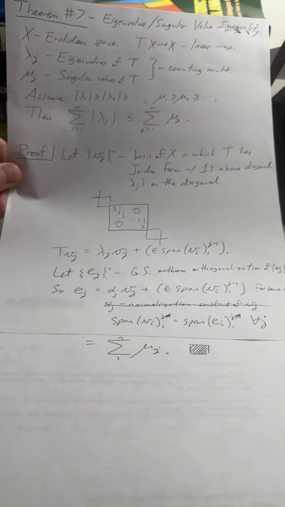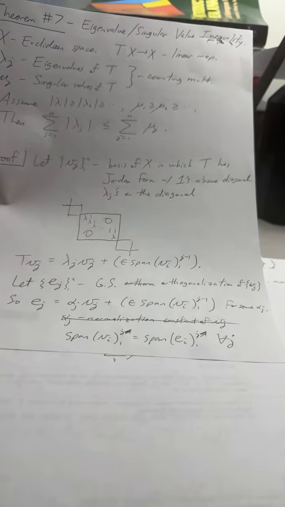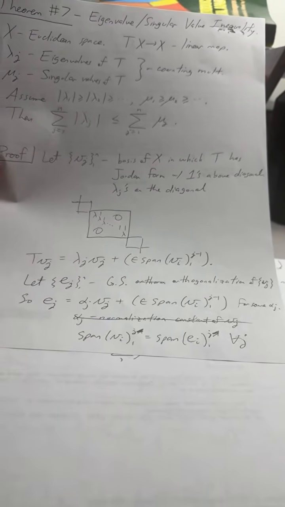So we let V_j's be a basis of X, where T has the Jordan form with ones above the diagonal, and lambda j's are on the diagonal.